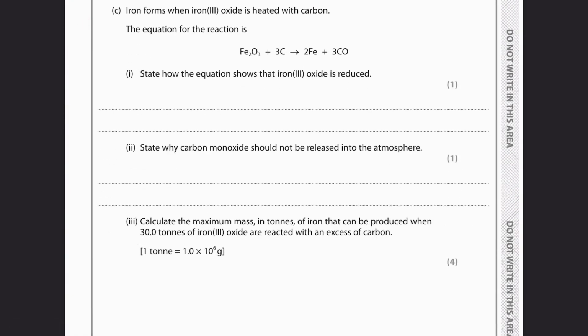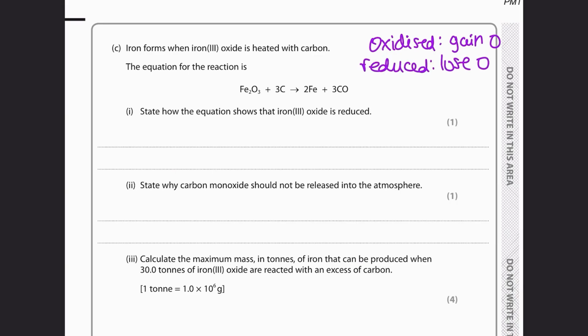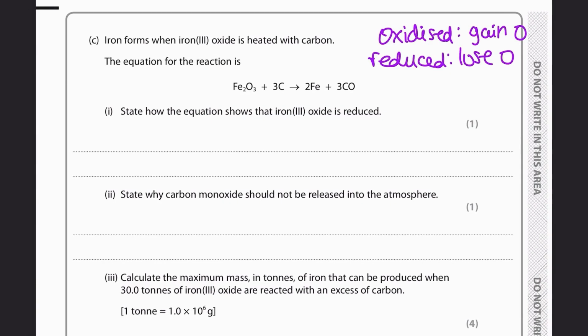Part C then. Iron forms when iron oxide is heated with carbon. The equation for the reaction is this. State how the equation shows that iron oxide is reduced. So, anything that's oxidized will gain oxygen. That's a no-brainer, right? And anything that is reduced, therefore, would do what? It will lose oxygen. So just have a look at what we have here. We have Fe2O3, and then by the end, afterwards, it's turned into Fe. So would you agree that it's lost oxygen? So that's literally what you write. You say that it has lost oxygen.